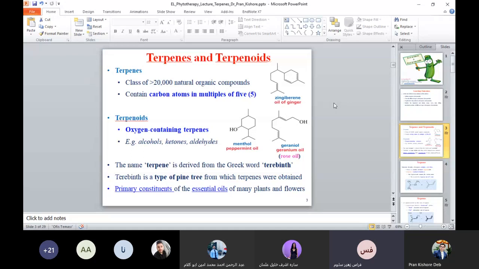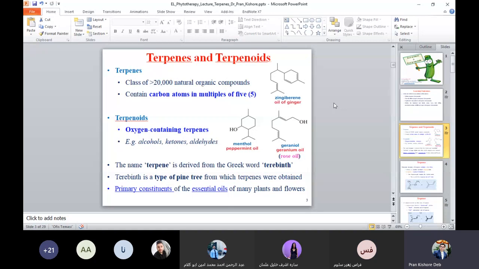Saponins, doctor? Yes, there you remember we studied triterpenoid. We studied triterpenoid glycoside. Do you remember? Steroidal glycoside and triterpenoidal glycoside. So now you see we'll study the basics of terpenes and terpenoids.